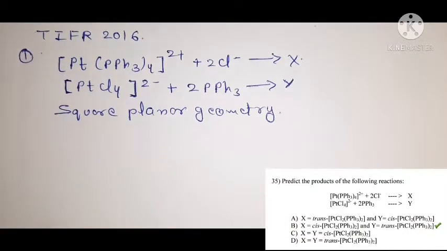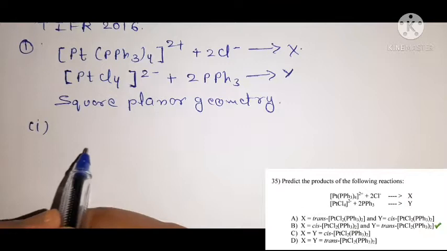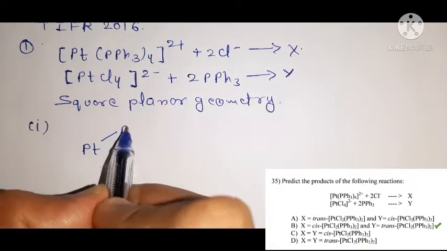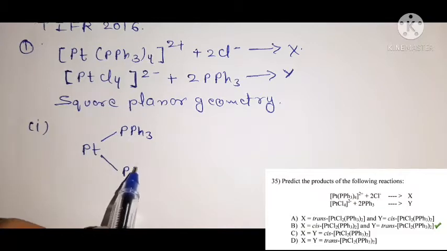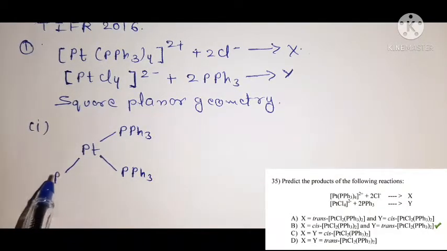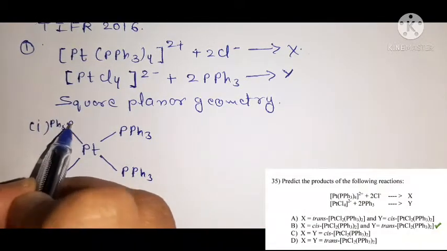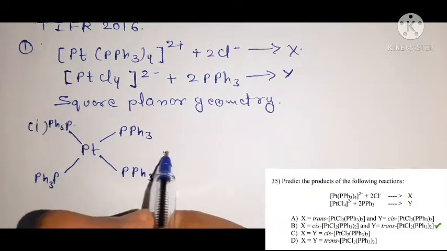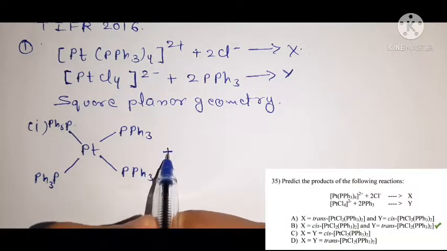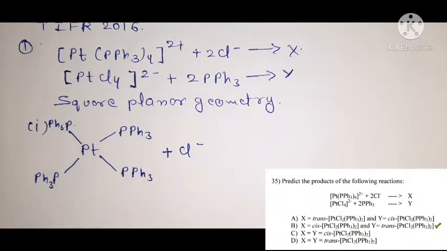Now first we talk about the first reaction, that is the reaction of this complex. In the first step, one chloride attacks this substrate molecule, and the substitution of one PPh3 group is done by one chloride. And we obtain this product.